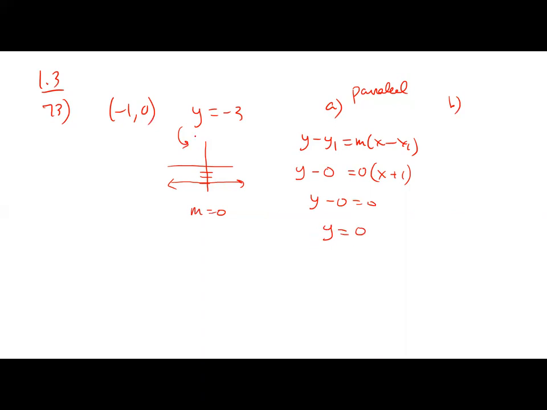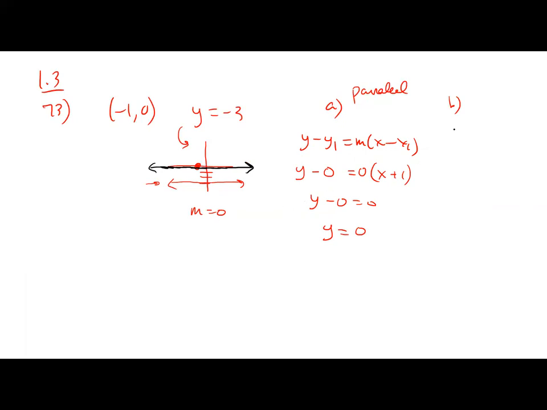So this one's probably easier to just do graphically, right? If you're at negative 1, 0, right there, there's my little dot. Here's what we're trying to do: make a line that's parallel to this line but goes through negative 1, 0. The only line that could possibly do that is a line that goes like this right here. Okay, Maya, is that good? Is that your question? Cool.